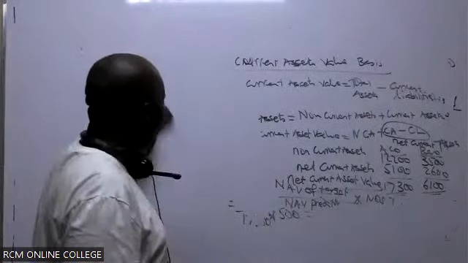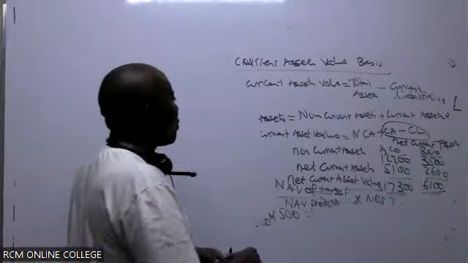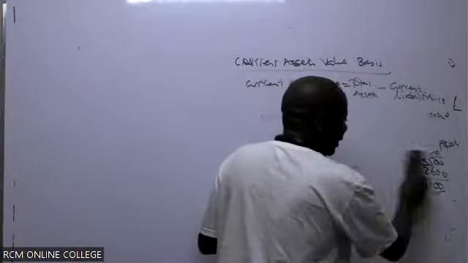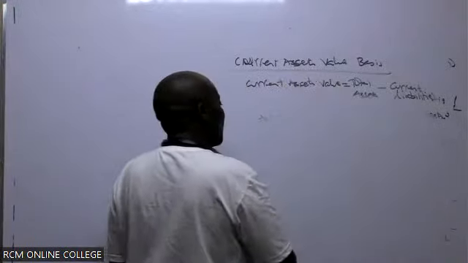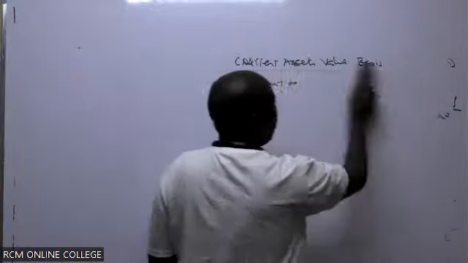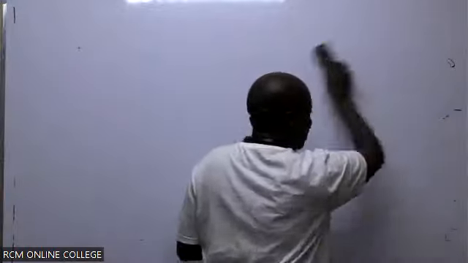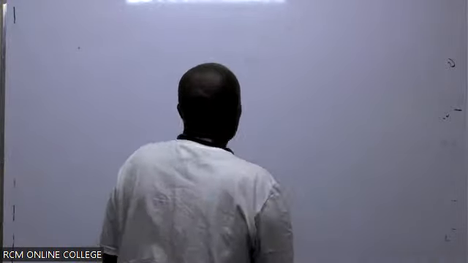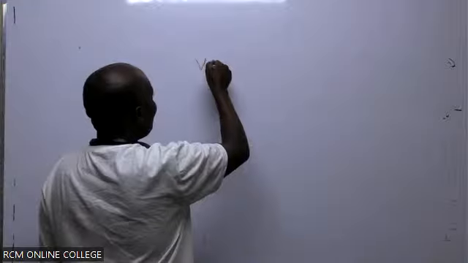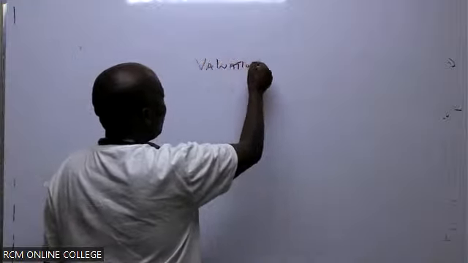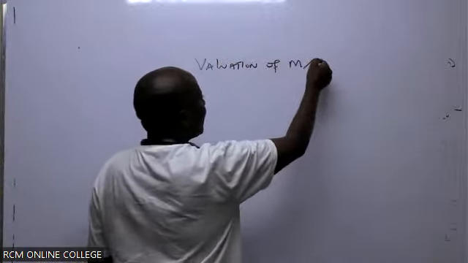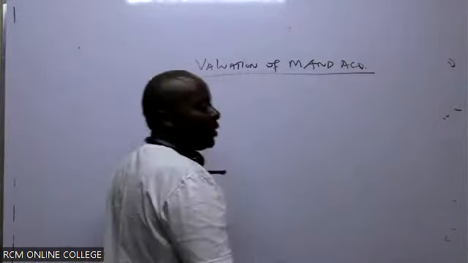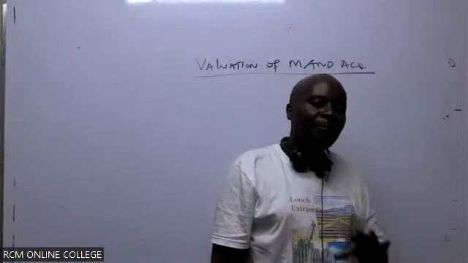You have in this case a company that has approached you wanting to buy all your shares. How do you get to value your business? You can't just say that you're going to sell this thing for 10 bob a share, or 20 bob a share. No, we need proper valuation. So how do we get to value our businesses? Valuation of mergers and acquisitions.